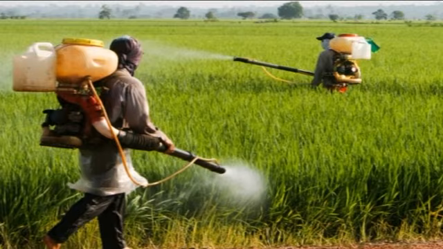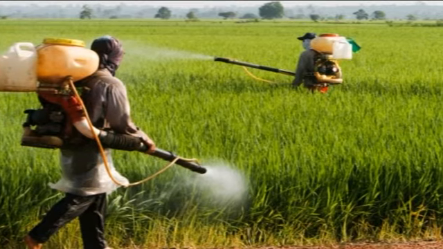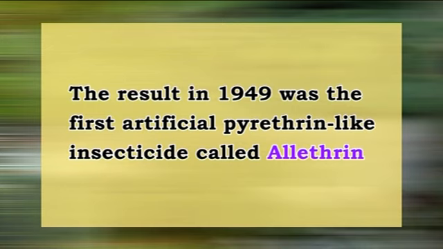Unfortunately for farmers, pyrethrum has always been expensive and natural supplies are limited and often unreliable. For this reason, pesticide chemists after World War II considered it a high priority to search for ways to synthesize pyrethrins in the lab. The result in 1949 was the first artificial pyrethrin-like insecticide called allethrin.